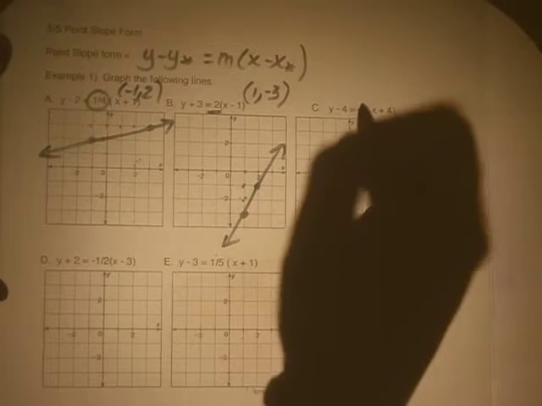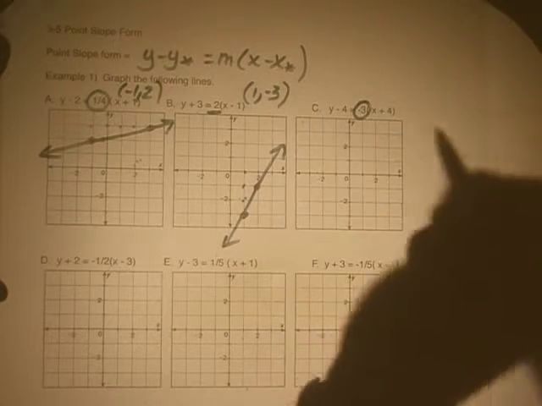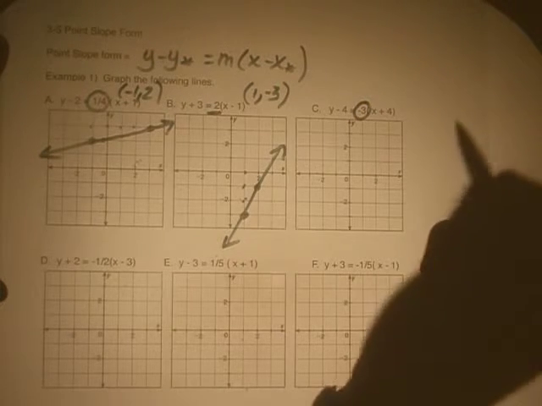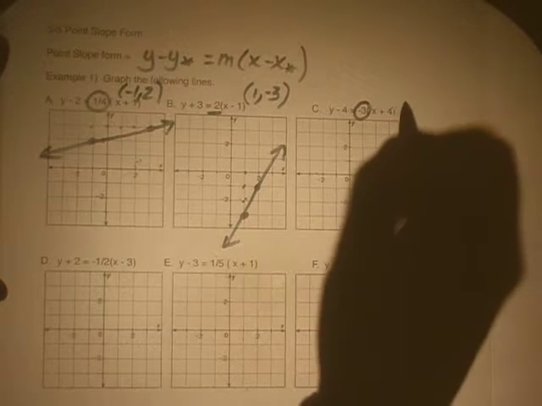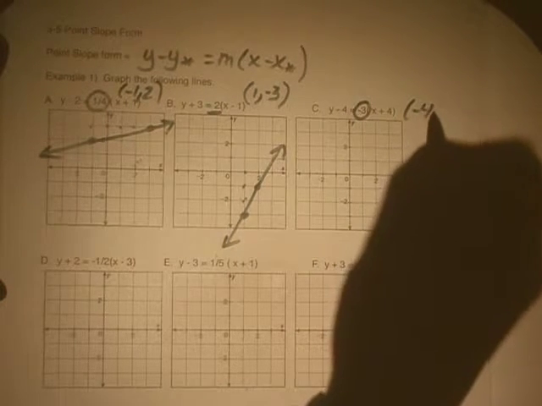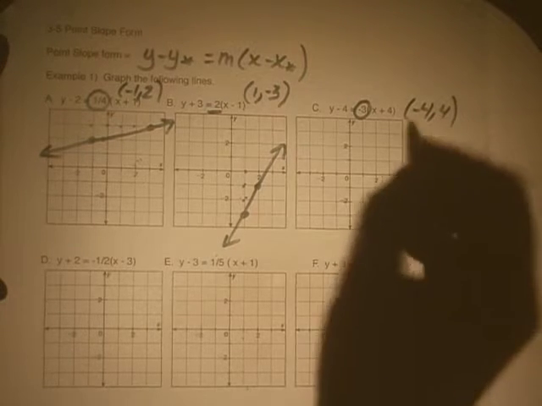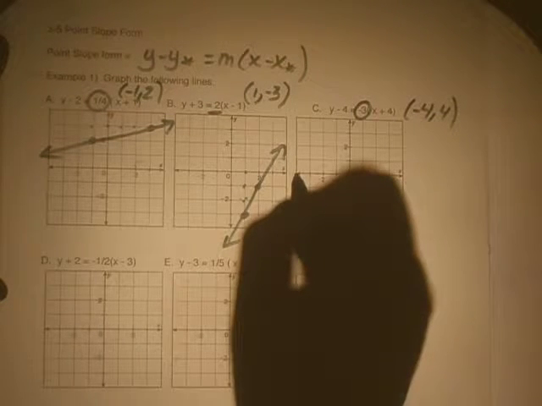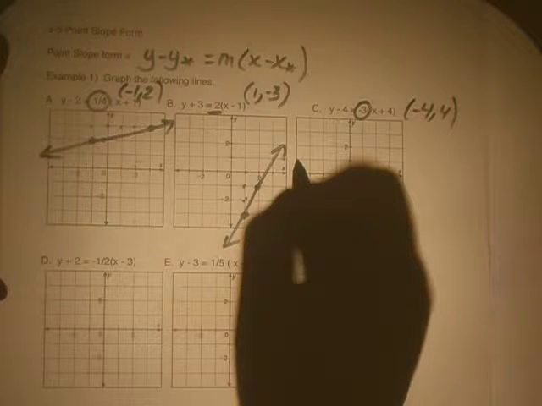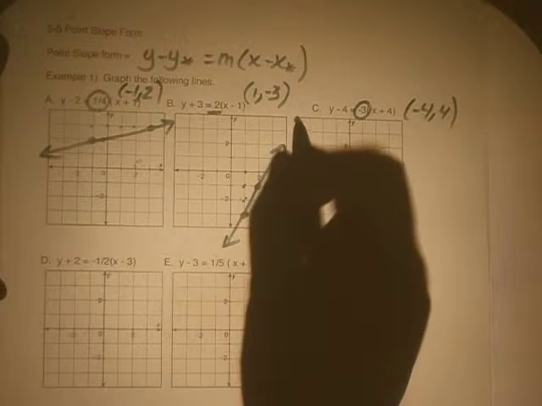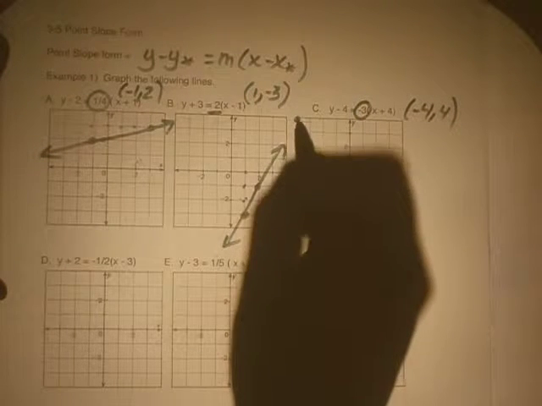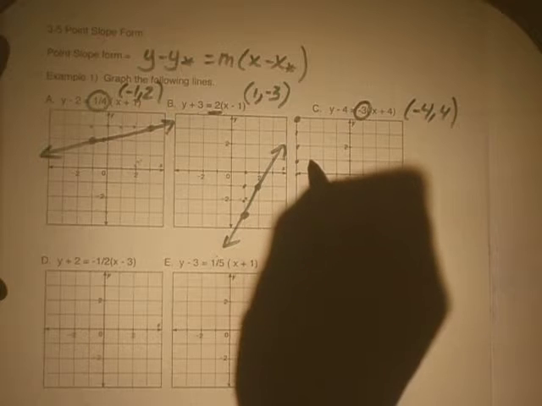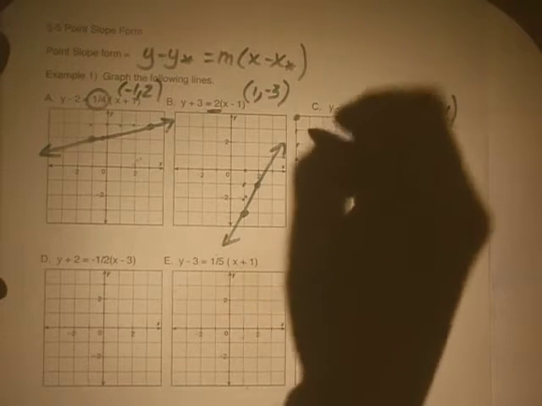Third one, our slope is -3. To get our point, we do the opposite of these. So our point will be -4, 4, over here to -4, and up 4. Our slope is -3. So from that point, we go down 3 and 1 to the right.